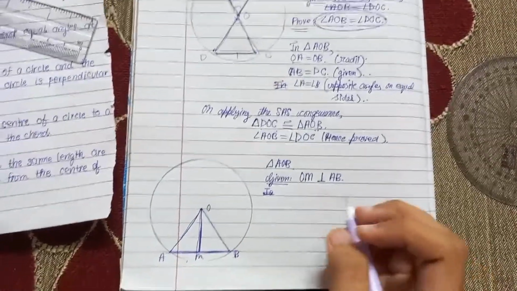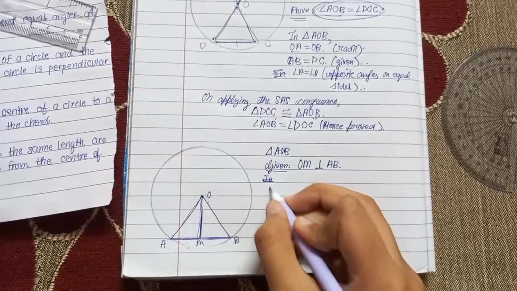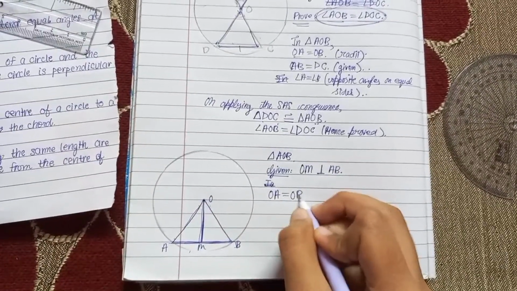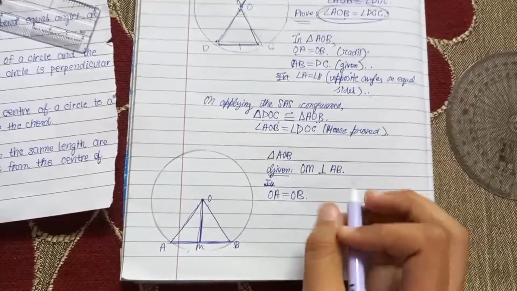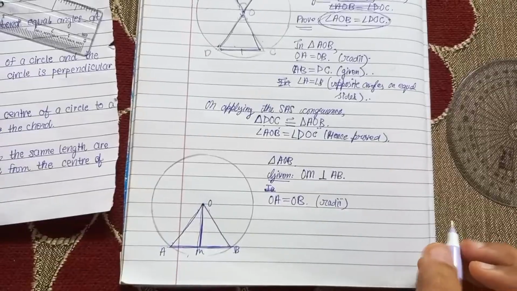Now how can we show this? Just say that OA is equal to OB. OA is equal to OB. Now why are they equal? They are equal because they are the radii.